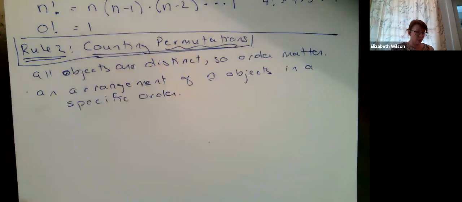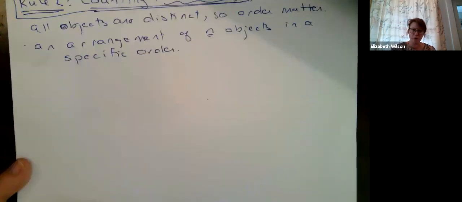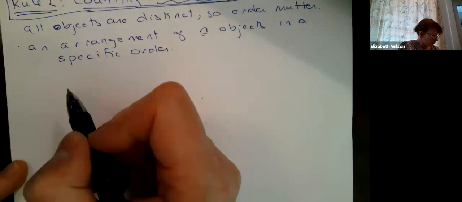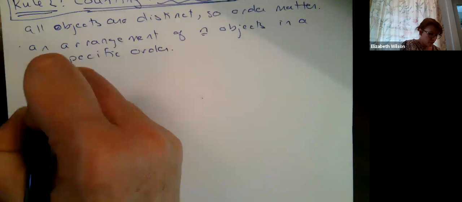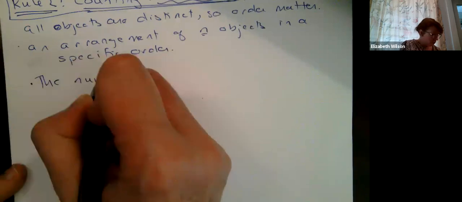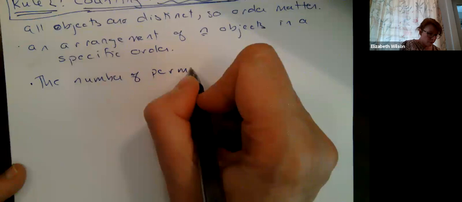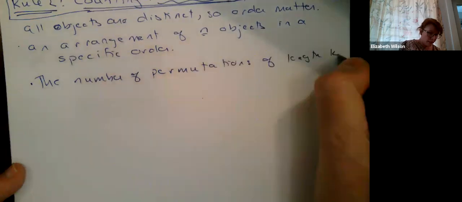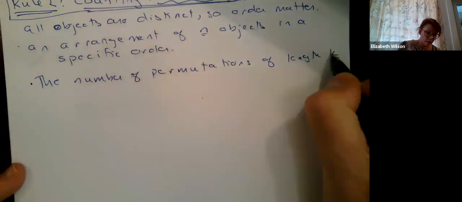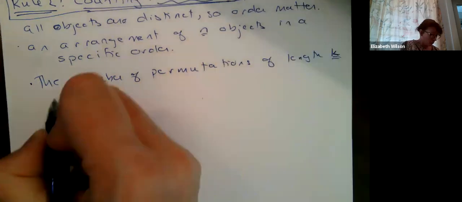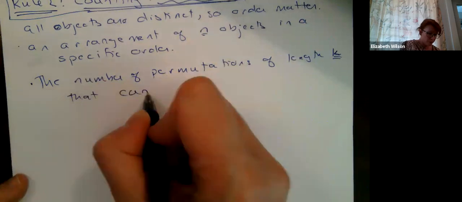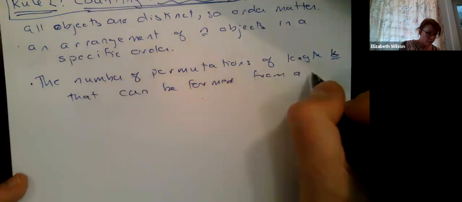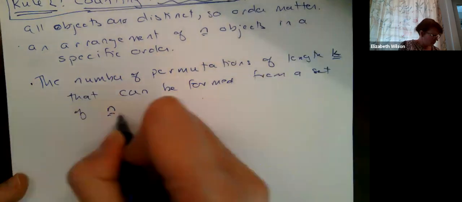Okay, so let's write down the definition and then we'll start putting it into math terms. Let's call this the number of permutations of length k that can be formed from a set of n distinct elements.